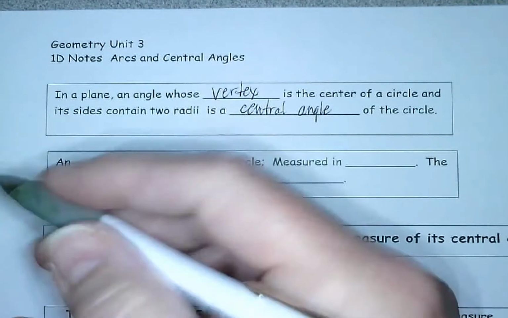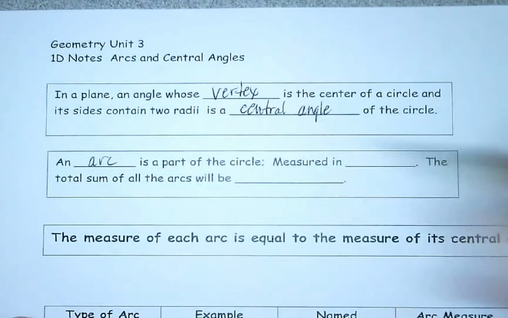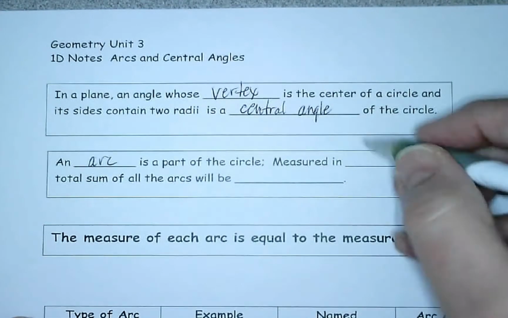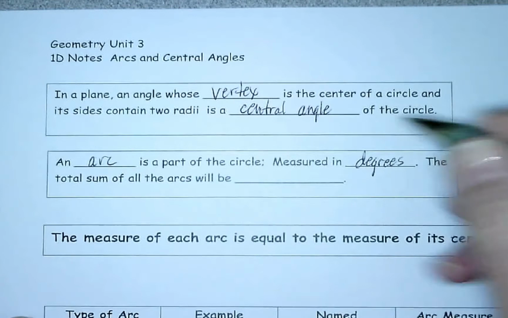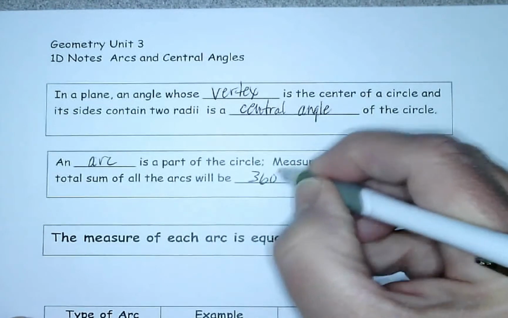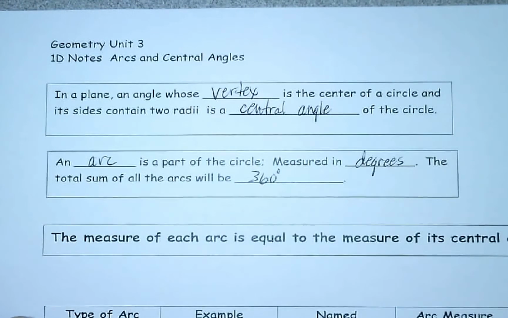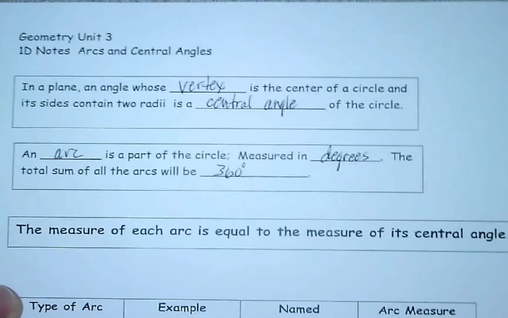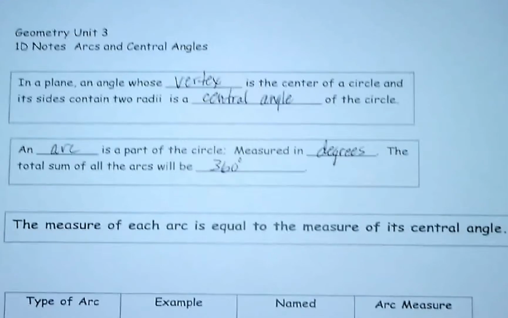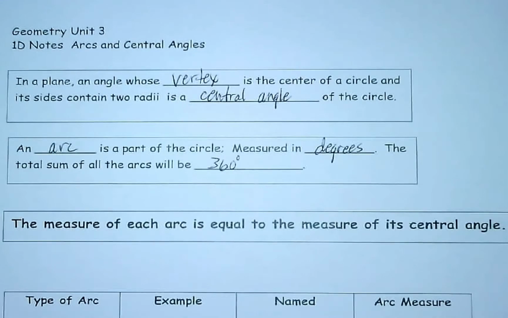Another piece of this is an arc. An arc is the part of the circle that is measured in degrees, and the total sum of all the arcs will always be 360 degrees. Okay, that's kind of a nice number to remember as we go through. So how do we find the measure or the relationship between an arc and its central angle? Well, I've got this whole statement written out here. The measure of an arc is equal to the measure of the central angle.